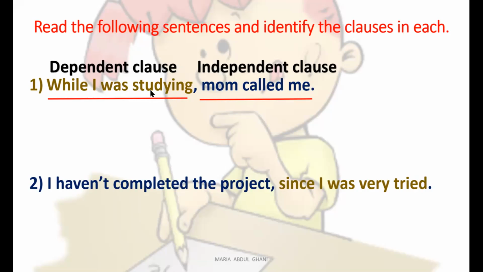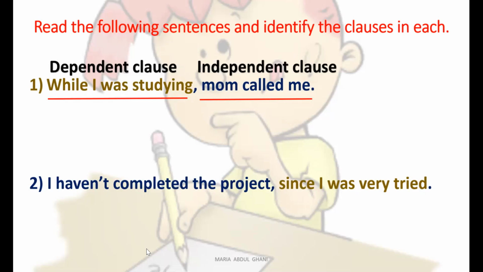Okay, so here, while I was studying is the dependent clause. Mom called me is the independent clause in number 1. Let's see number 2. Who's going to tell me where the clauses are and which one is dependent and which one is independent? Elaf, Diane, we need someone else. Elaf.